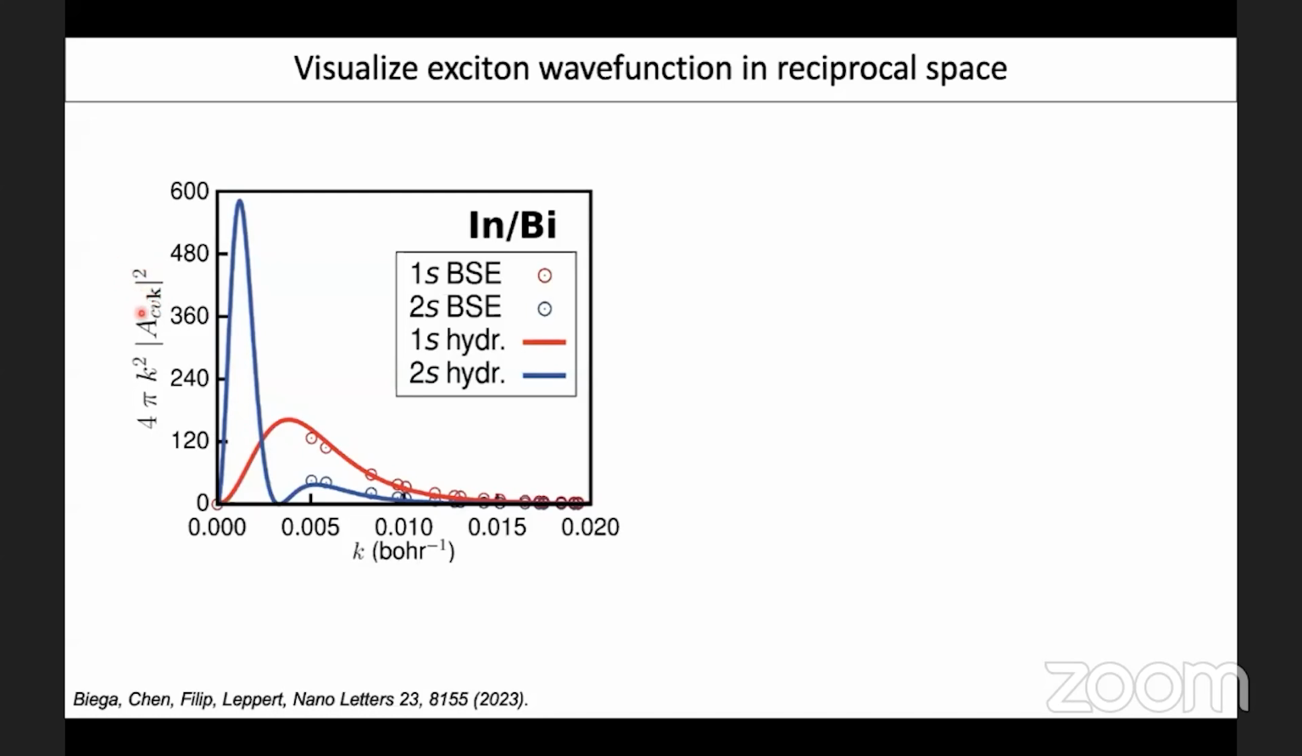Okay, and we multiply it with 4 pi k squared so that you get something like an excitonic density, if you want. So if you look at the x-axis here, you basically see this is in 1 over Bohr. So I can tell you that this is a very localized exciton in reciprocal space. So that means if you Fourier transform this into real space, this is going to be very, very delocalized.